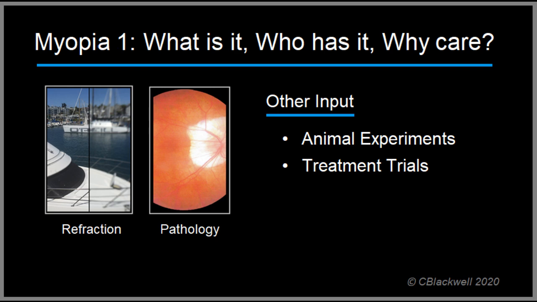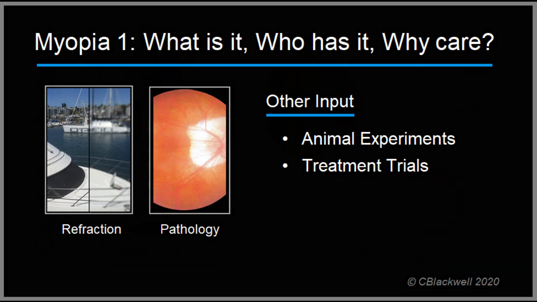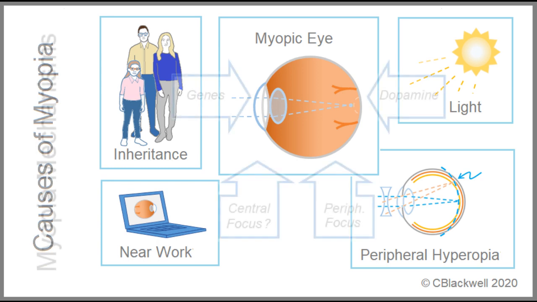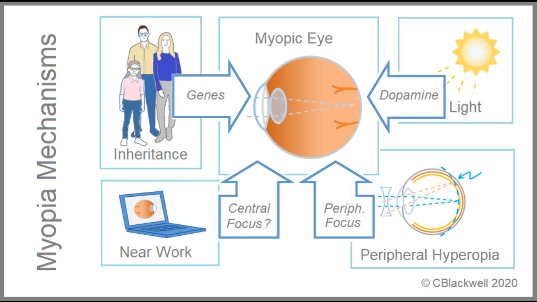We have been discussing a lot of observational evidence, but theories of cause can be tested by other means, like animal experiments and treatment trials. These are the factors found to be associated with myopia. Each has a proposed mechanism connecting it to myopia, which are covered in the other videos. Since we are talking about the non-consensus about reading and near work, let's use that as an example. The most obvious mechanism would be accommodative effort.